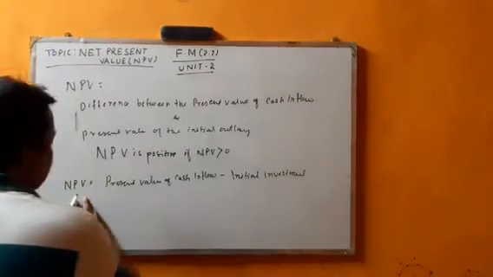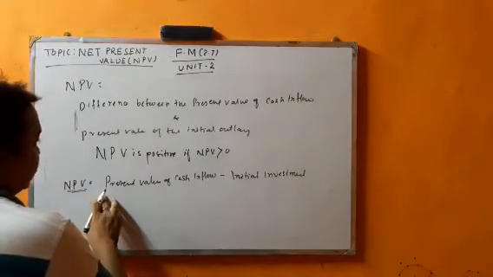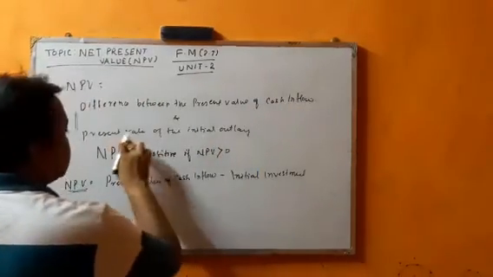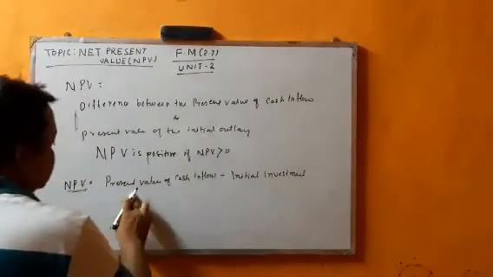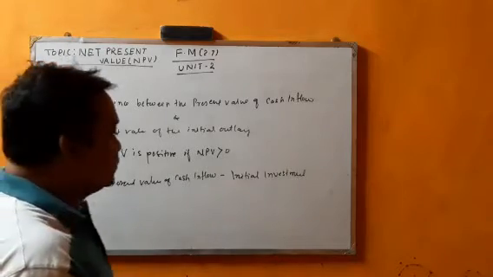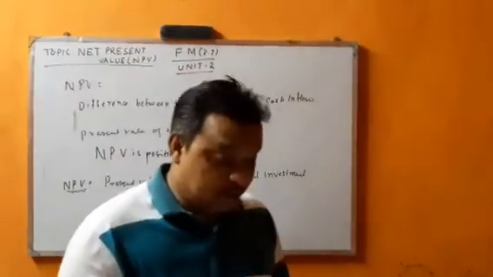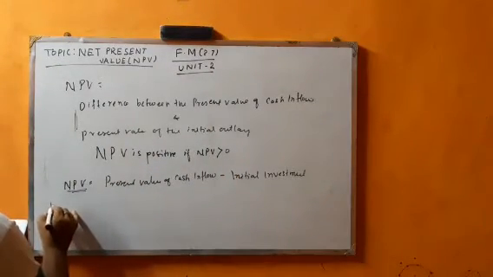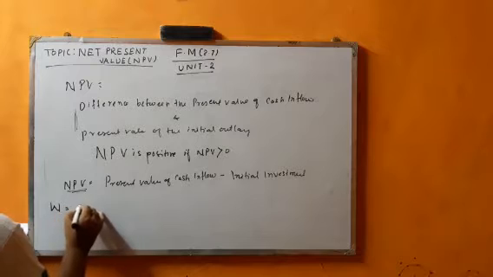So net present value, NPV, is equal to the difference between the present value of the cash flow and the present value of the initial outlay. We can write it in the formula method: the present value of the cash inflow minus the initial investment.